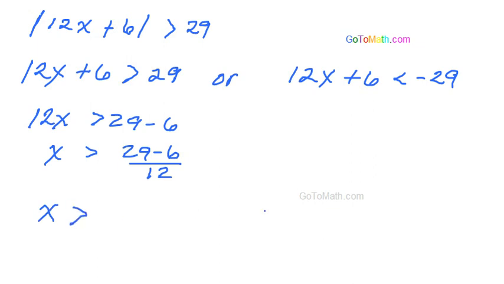So x is going to be greater than, so let's see, we got 29 minus 6, and then divide that by 12. I don't guess that's going to reduce down any. That looks like 23 over 12. And then let's do the same thing going on over here.